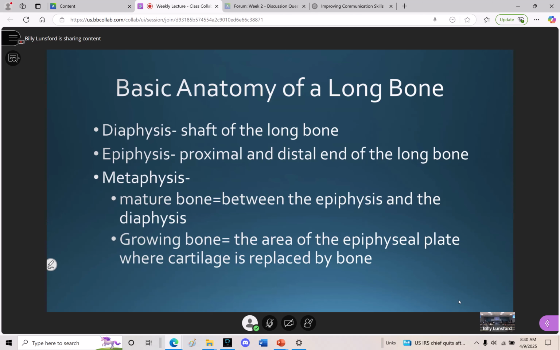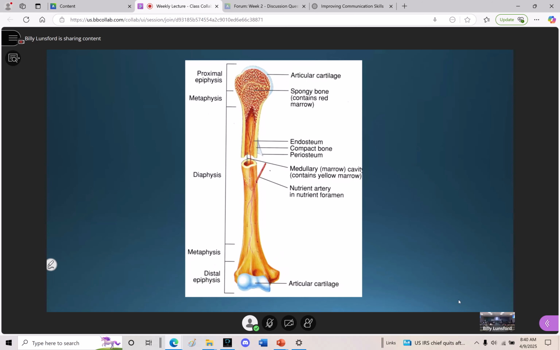The metaphysis is somewhere between. The metaphysis is this gray area sort of underneath this line. It's known as the epiphyseal line. The epiphyseal line is the epiphyseal growth plate of the mature skeleton, and that's where the length of growth happens in a long bone. It happens typically in the metaphysis.